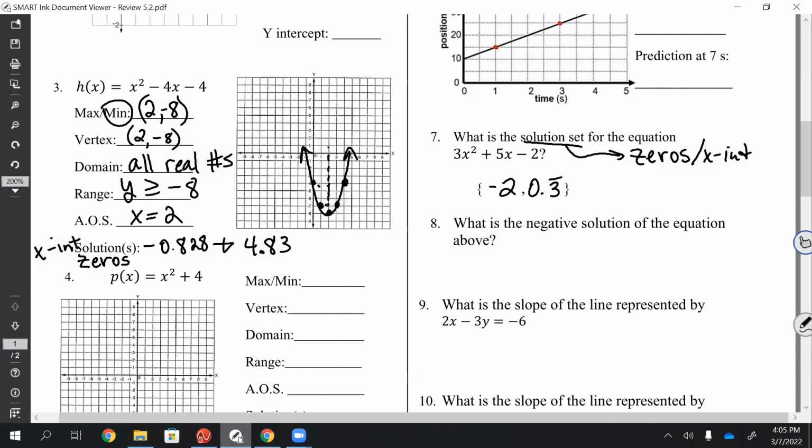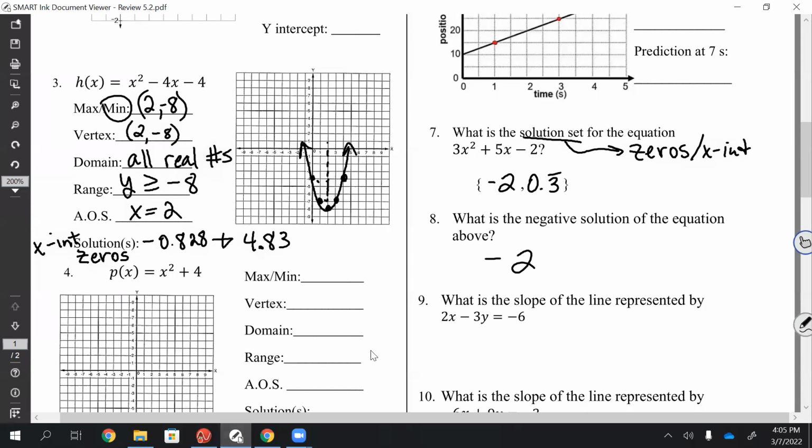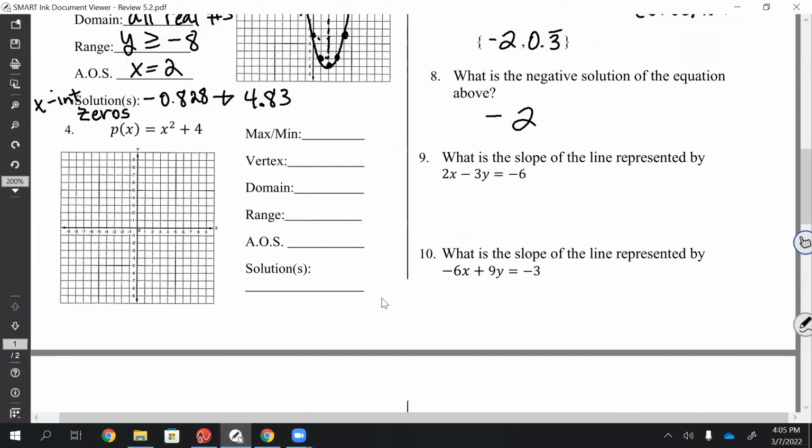So now it says number 8 here. What is the negative solution of the equation above? We'll look at your 2 solutions. Which of them is negative? Well, -2. So that would be your negative solution. Next one I'll go over with you is number 9. They say, what is the slope?